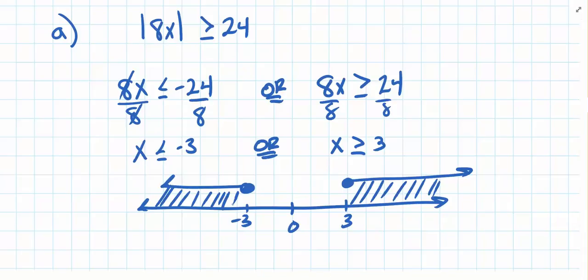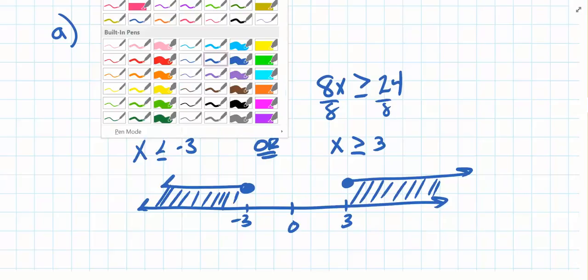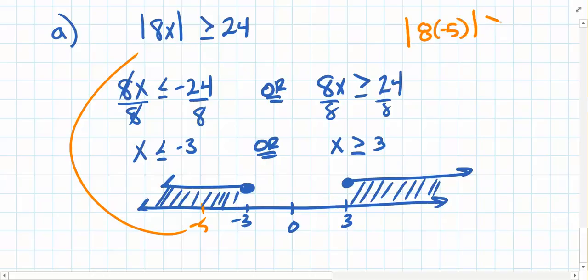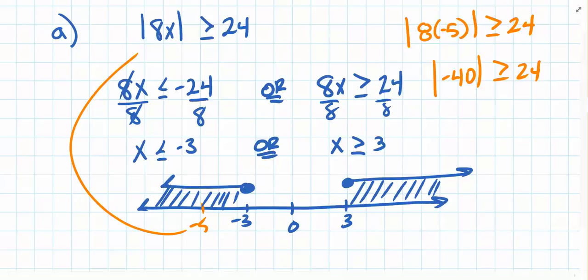Let's actually do that, okay? Give me a value that's less than negative 3. Negative 5. Good, so this would be negative 5. So let's test it. If I bring this back up here and I look, the absolute value of 8 times negative 5, is that greater than or equal to 24? Well, how much is 8 times negative 5? That's negative 40. So I want the absolute value of negative 40. Is that greater than or equal to 24? What is the absolute value of negative 40? It means 40 units away. So 40 units is greater than or equal to 24 units. So yes, it makes that statement true. Do you see how that works out?